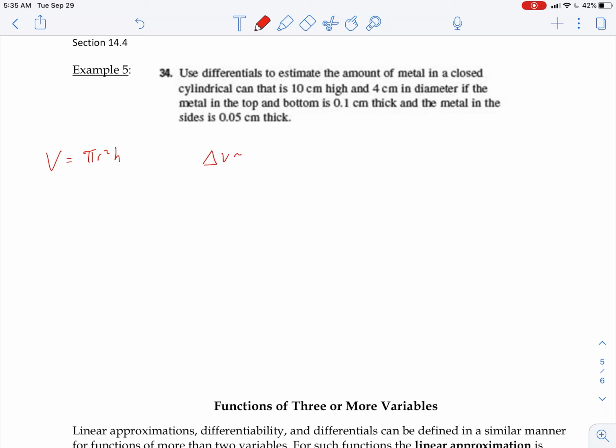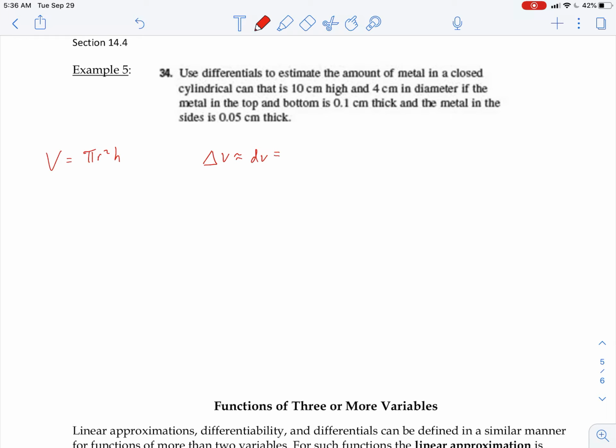So I want to find my change in V, which is going to be the approximation of dV, right? Which again, they're not the same. Delta V and dV are different, but my differential is going to be a good estimation of how much total metal is left in our cylindrical can.